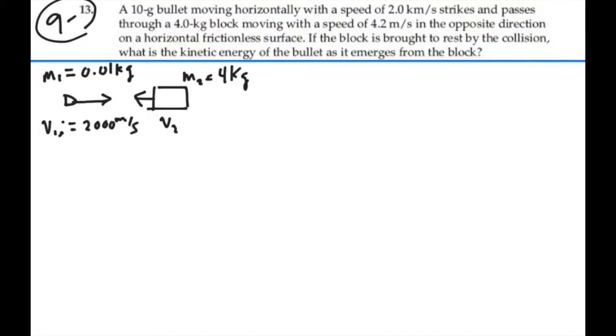And velocity 2 initial is moving at 4.2 meters per second, but since it's in the opposite direction, we'll have to write that as a negative 4.2 meters per second. So this is what is happening initially.